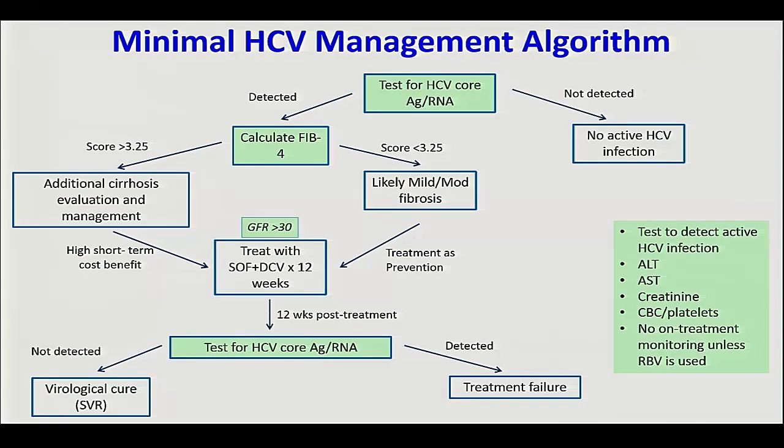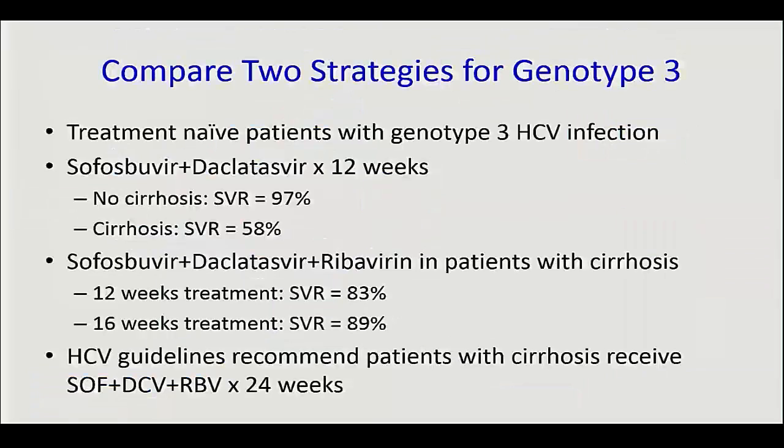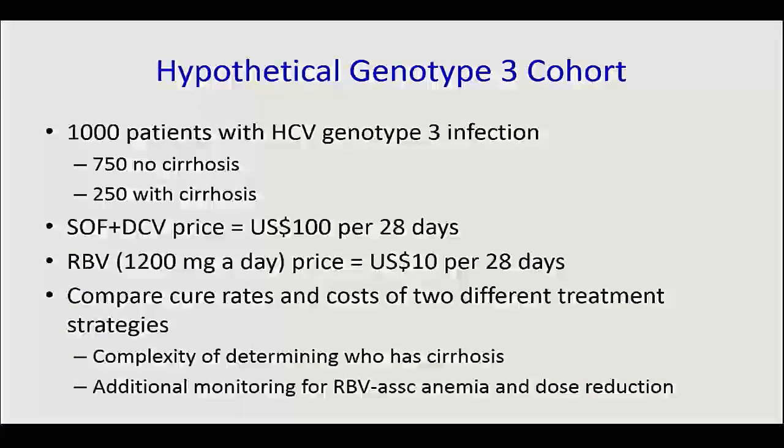Just looking at how you streamline this diagnostic algorithm absolutely as thinly as possible when you're starting to magnify the scale of this project from not a couple of hundred people, but to tens to hundreds of thousands of people. Every penny you can shave off really makes a difference. In this particular algorithm, everybody is getting 12 weeks of treatment for genotype 3.